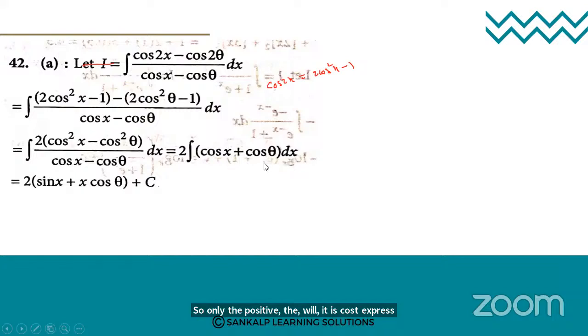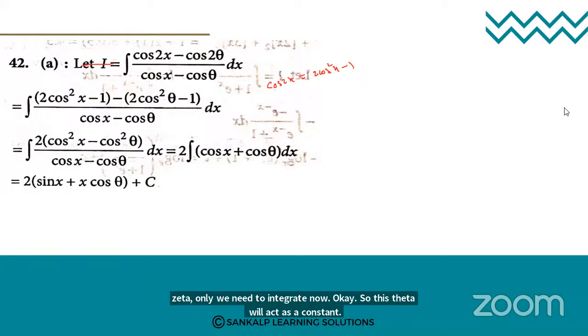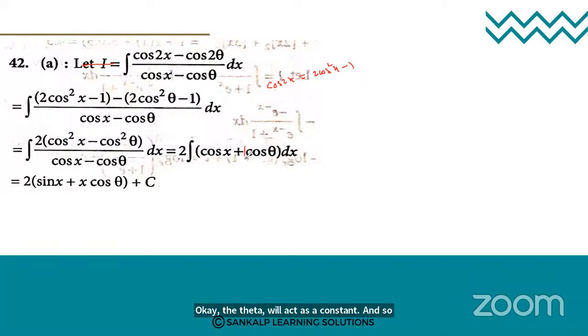Now we need to integrate with respect to x. So this theta will act as a constant. The theta term will act as a constant, and along with the constant we have 1. The integral of cos x will be sin x, and for 1 the integral will be x cos theta.